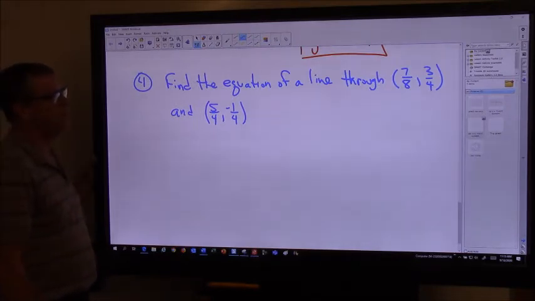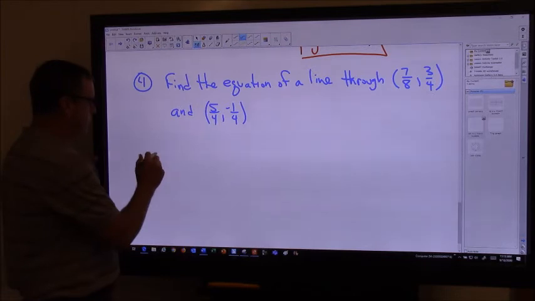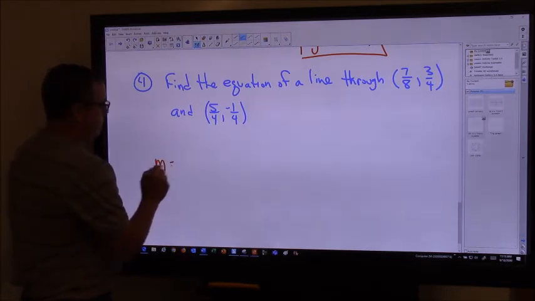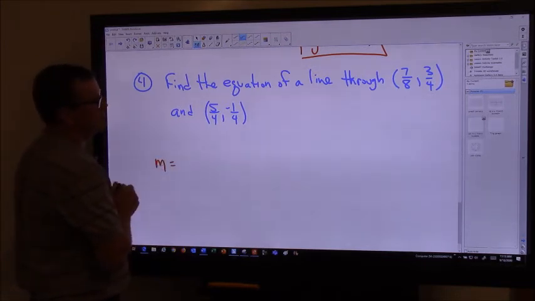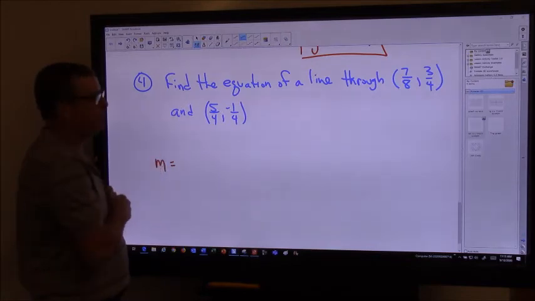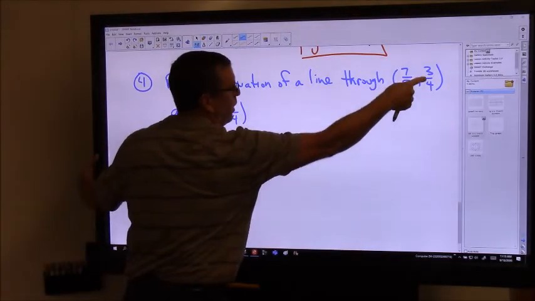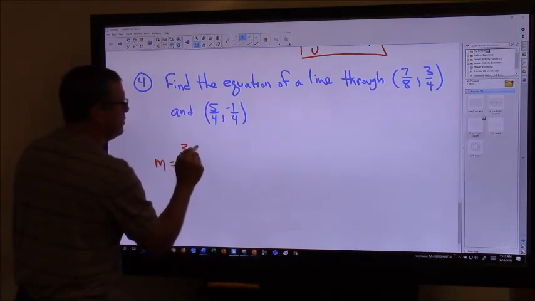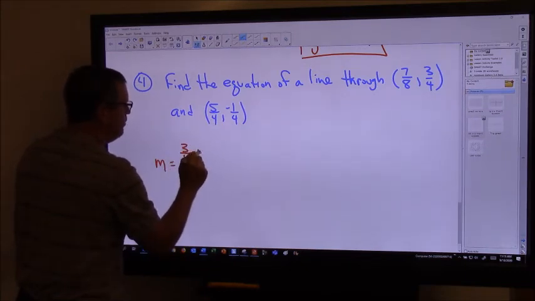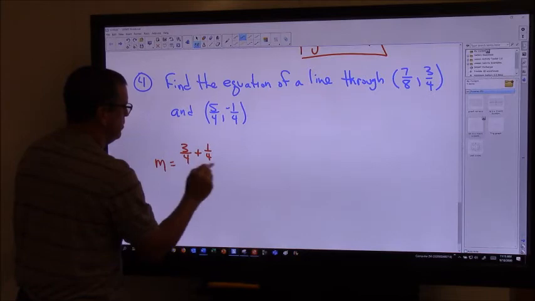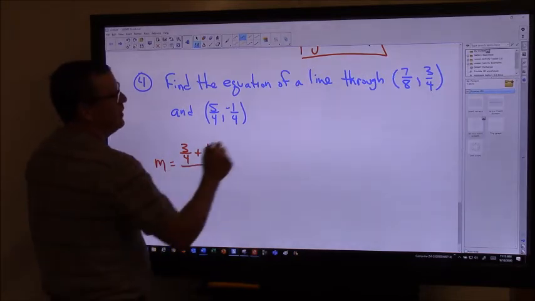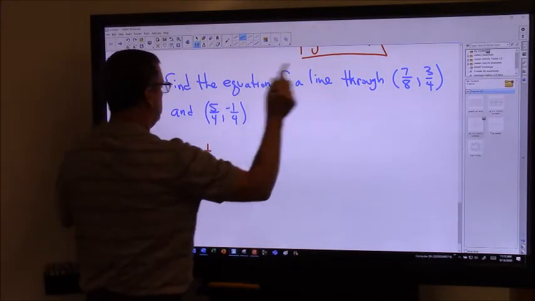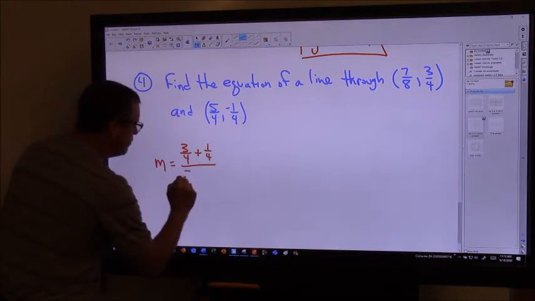All right, so again, first thing I need to find is the slope. So slope equals, doesn't matter which one's point 1 or point 2, I'll just go y2 minus y1. So 3/4 minus a -1/4. And then I've got 7/8 minus 5/4.